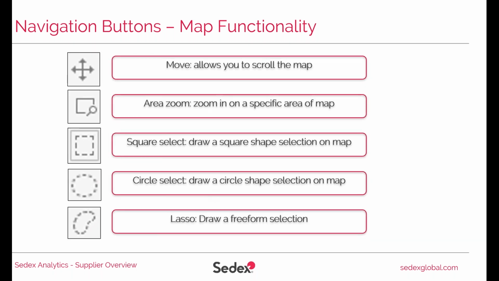You can move the map and scroll it around with the first option. Area zoom allows you to zoom in on a specific area if you highlight it. Square select selects in a square shape, whatever your selection is, but in a square shape. Circle is the same thing, but in a circle shape. And lasso allows you to draw your own shape, selecting key areas on the map.